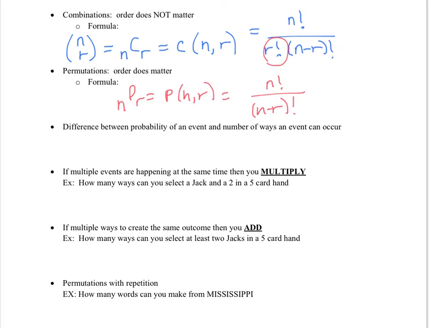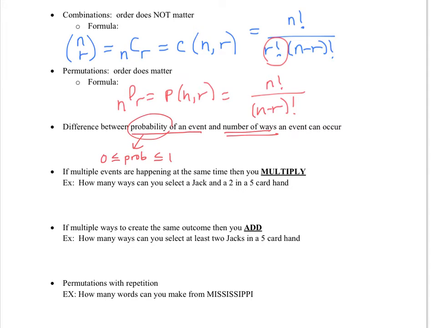Now, I put a note down here that says the difference between probability of an event and the number of ways an event can occur. Basically, what I want you to think about here is that there can be a lot of ways that an event can occur, but the probability of an event occurring is always in between 0 and 1. 0 meaning it never happens, and 1 meaning that it's a sure thing. So we just want to read carefully as to whether or not we want to have a fraction where we look at all of the ways it can happen over all of the possible ways, or if we're just looking for the specific ways that that event can occur.